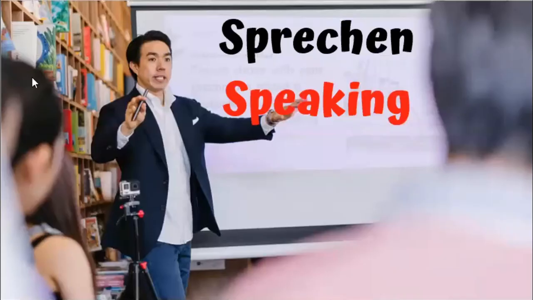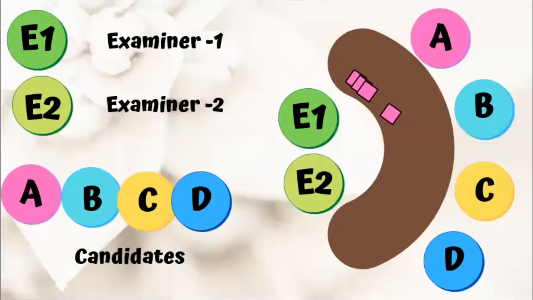Now, the last part is Sprechen. This is an important part. In the exam, you have listening, writing, and reading. After that, you will have the Sprechen exam. In the Sprechen exam, that is the speaking exam, this will be the sitting arrangement in the exam.